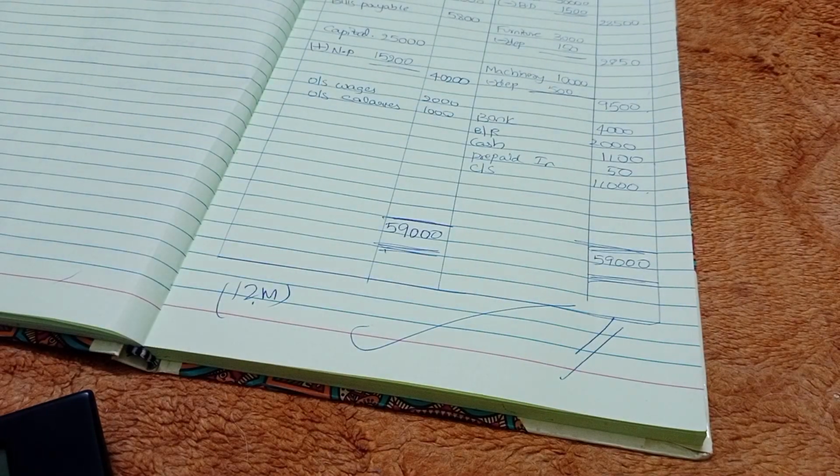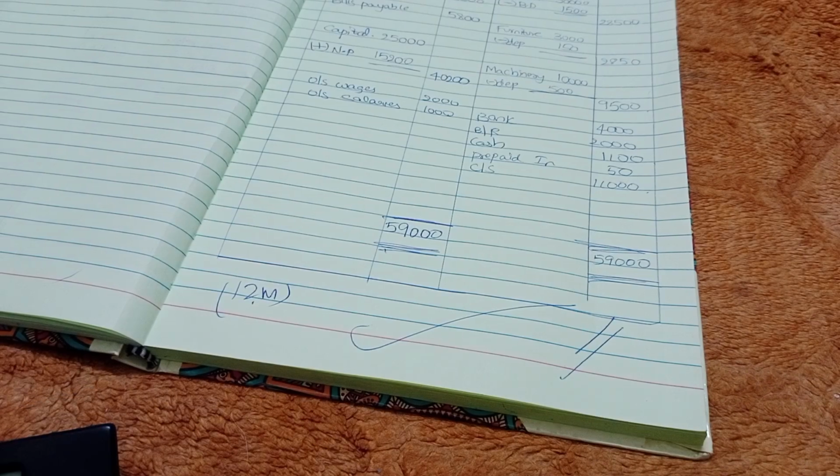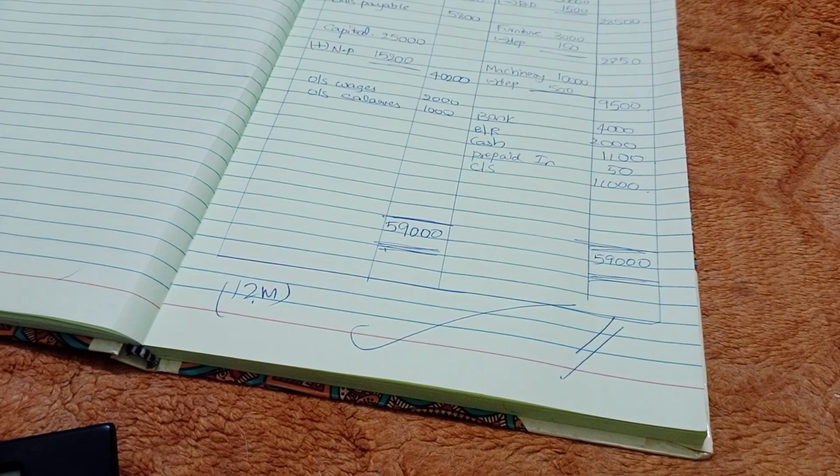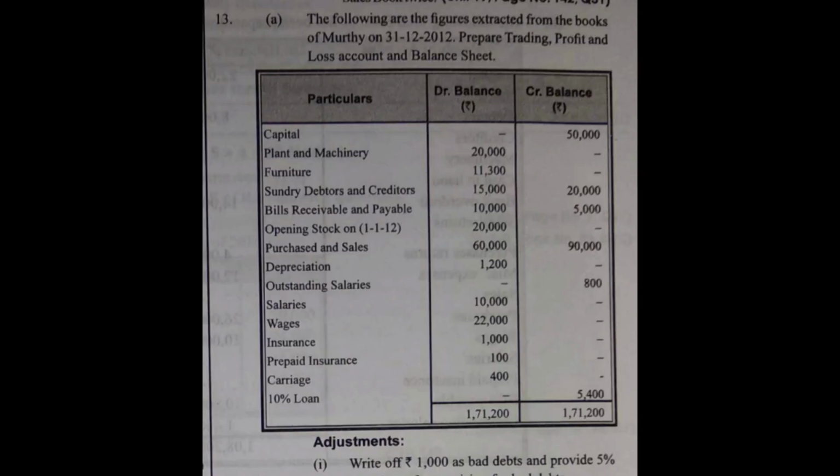Now I will give some homework problems, so try to practice them. Okay students, just wait, I will show you that screen also. So students, here 13A, the following are the figures. You need to prepare the balance sheet, it means final accounts. Capital is a liability, plant and machinery is an asset, furniture. You need to learn all this. Loan is a liability.